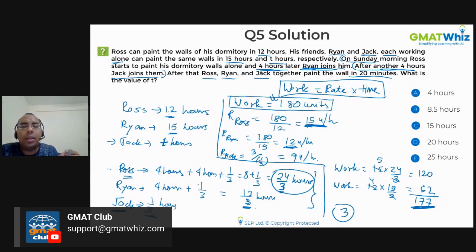So now you know the rate of Jack. You know the work is 180. So the time T for him to complete the work will be 1 upon 9, which is 20. So the answer in this case would be option D.